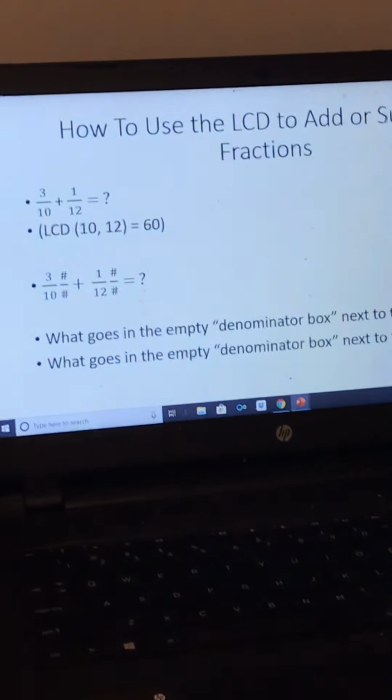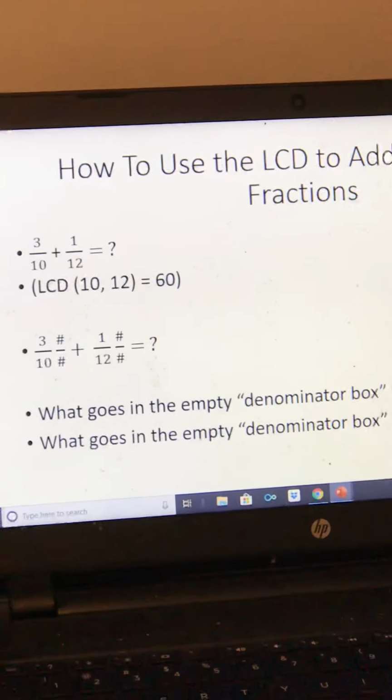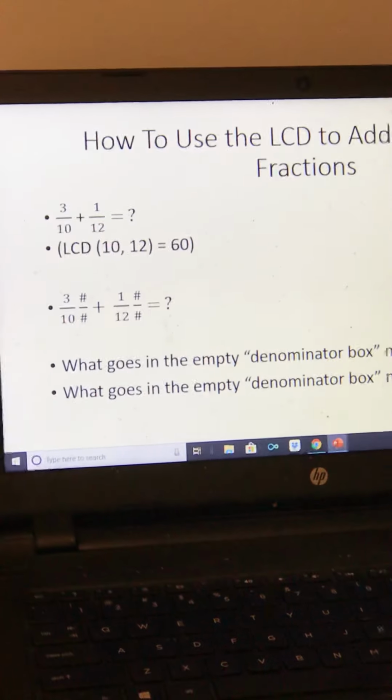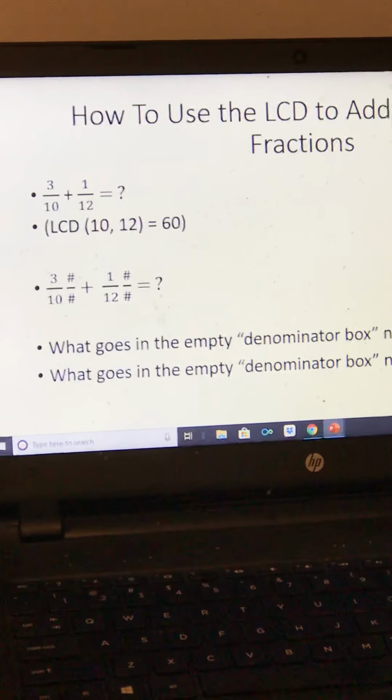How to use the LCD to add or subtract fractions. I have an example, 3/10 plus 1/12. Now I've already written down that the LCD of 10 and 12 is 60.